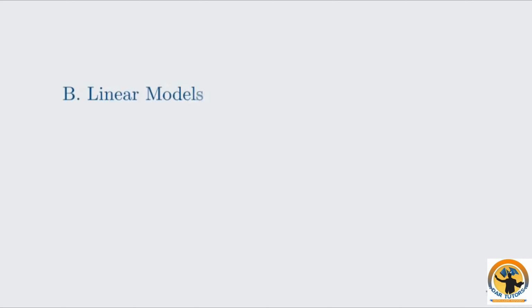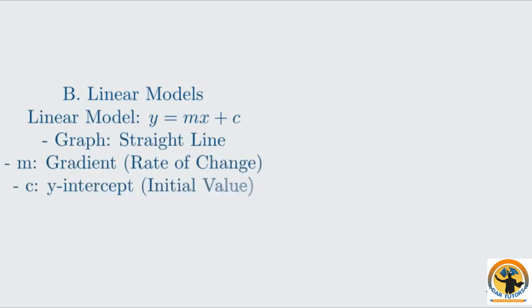We will now focus on the simplest yet very important type of mathematical model, the linear model. Two variables are linearly related if their graph is a straight line. This means the dependent variable changes at a constant rate with respect to the independent variable. The general form of a linear model is y equals mx plus c, where m is the gradient and c is the y-intercept. Let's explore this with an example.